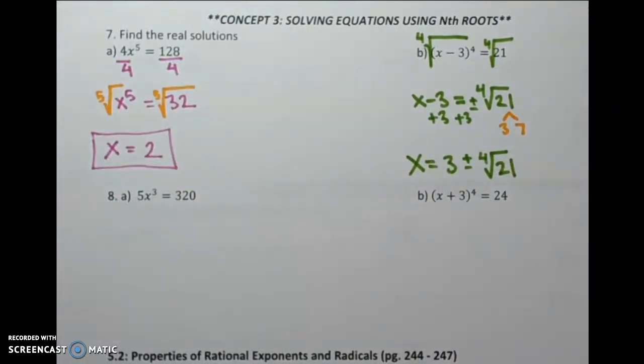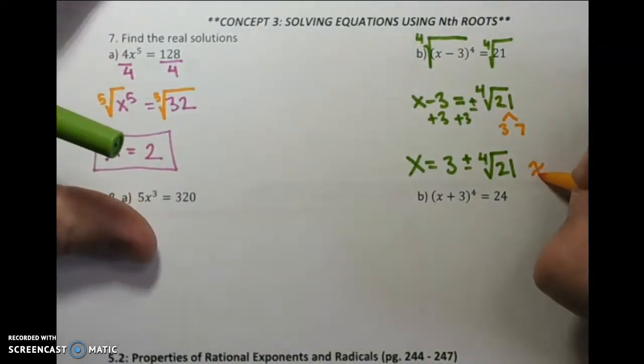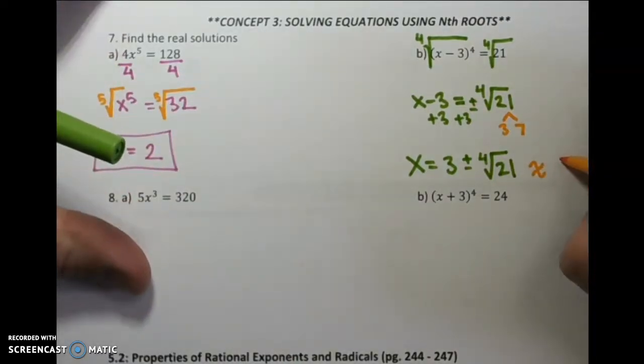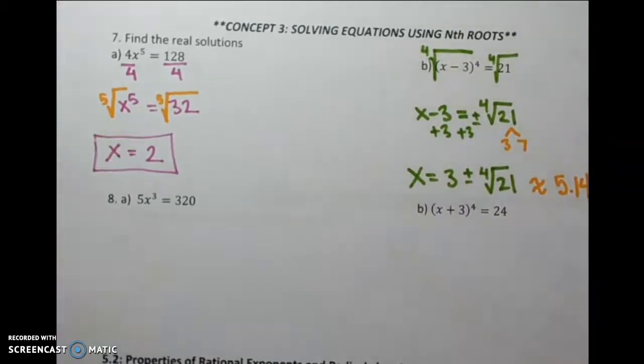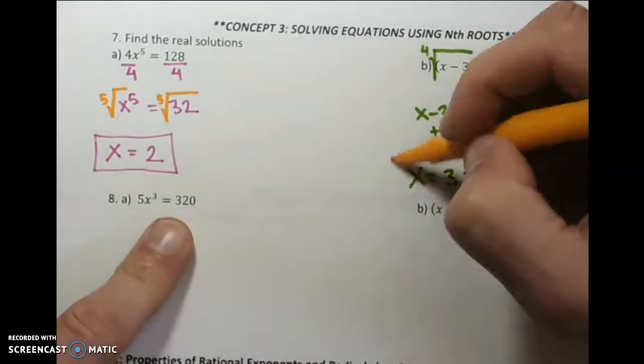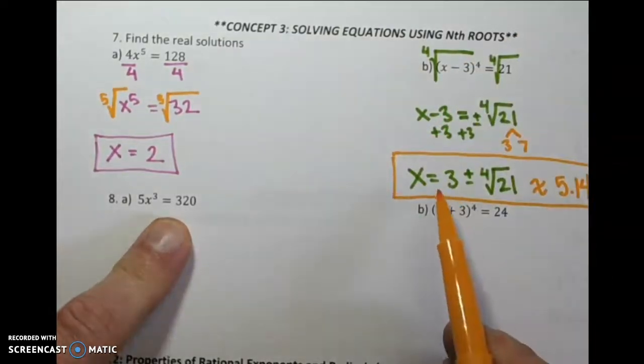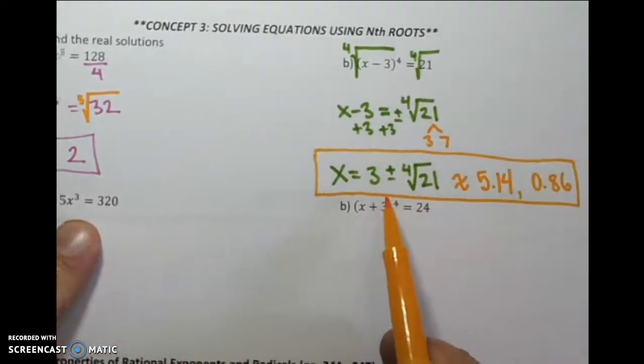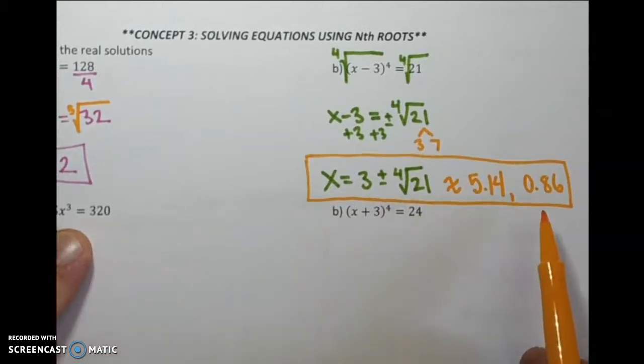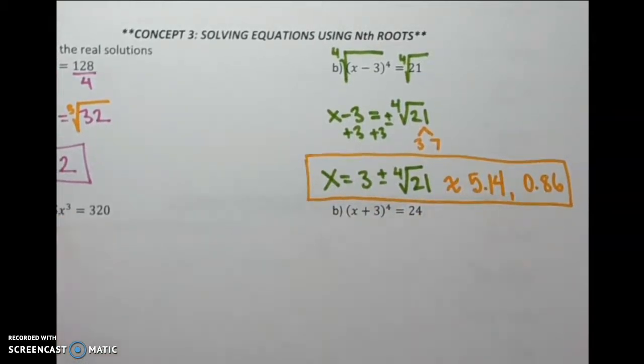I do want to just quickly show you that you could put this into the calculator and get a decimal. Not that it's really asking for that, but if you needed, we could, and you would get this 5.14 and negative 0.86 if you did that. And there is our solution. And this would be our exact answer with the equal sign with the radical. This would be an estimated answer with the decimal.